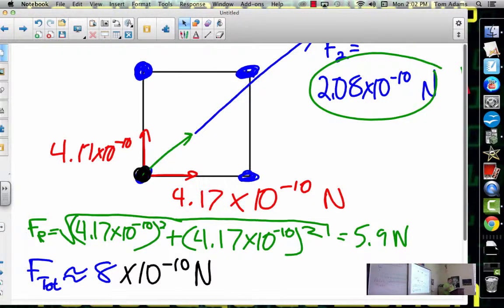When Mr. Adams tries to explain the vector math and stuff, I get so excited when I get the right answer that's in the back of the book.